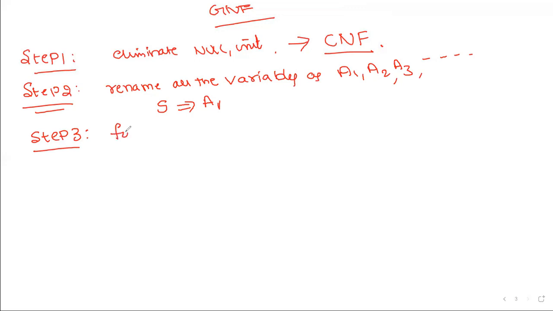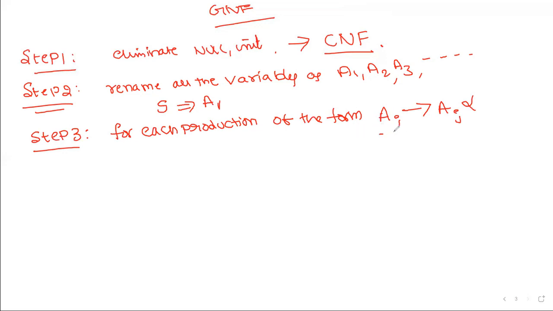For example, consider each production of the form Ai tends to Aj alpha. Suppose we are considering a production of this form. That means we have to consider all these productions. Why? Because in GNF, the RHS begins with a terminal, but here it begins with a non-terminal. That is the reason we have to consider the productions that start with a non-terminal.